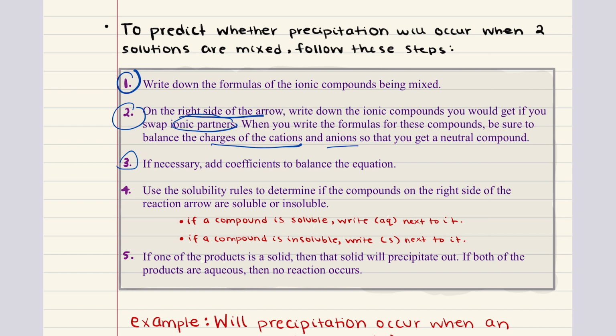Fourth, use the solubility rules to determine if the compounds on the right side of the reaction arrow, the products, are soluble or insoluble. If something is soluble, you add the label aqueous, aq, to it. If it is insoluble, write s, or solid, next to it. If one of the products is a solid, then the solid will precipitate out, and you have a precipitation reaction. If both of the products are aqueous, then in the realm of precipitation reactions, we don't have a reaction occurring. With that, let's go ahead and do an example problem.